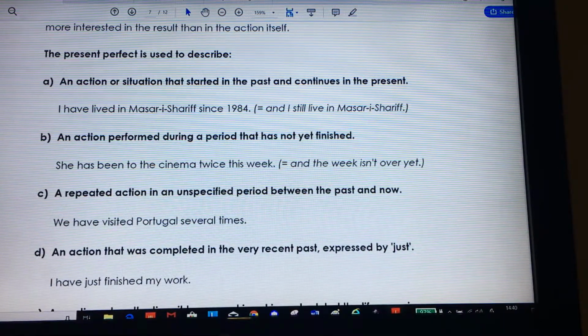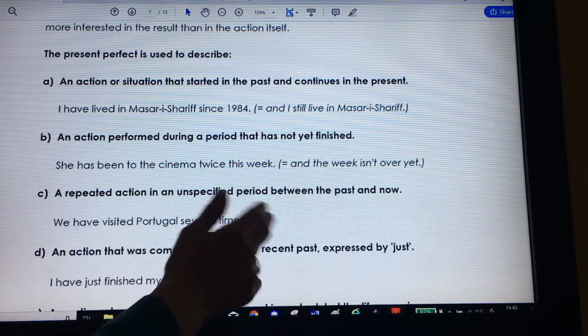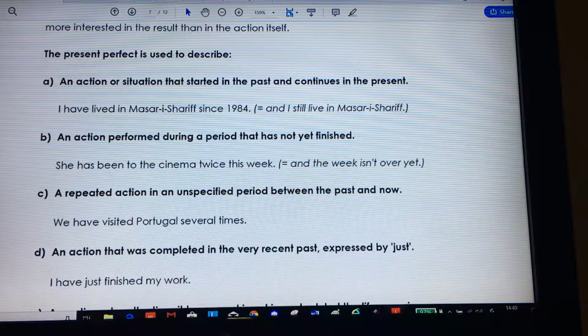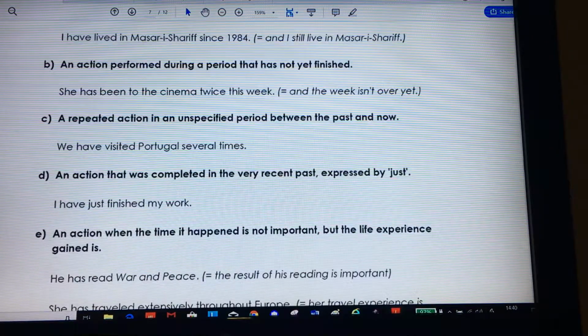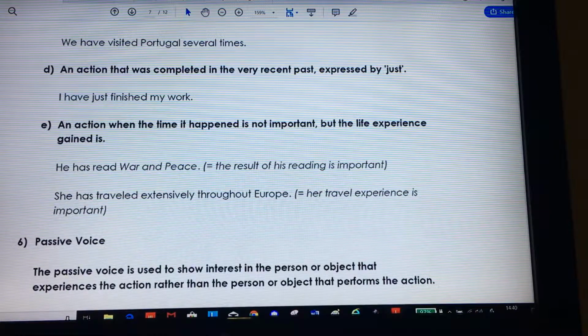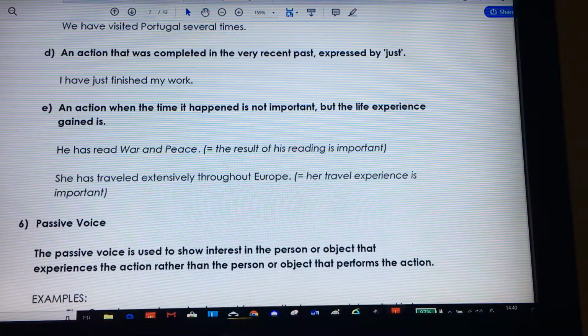So we have visited Portugal several times. That means that these people have visited Portugal several times in their life, but they're not telling you when they visited Portugal. So those are some other examples of when you'll be using the present perfect.